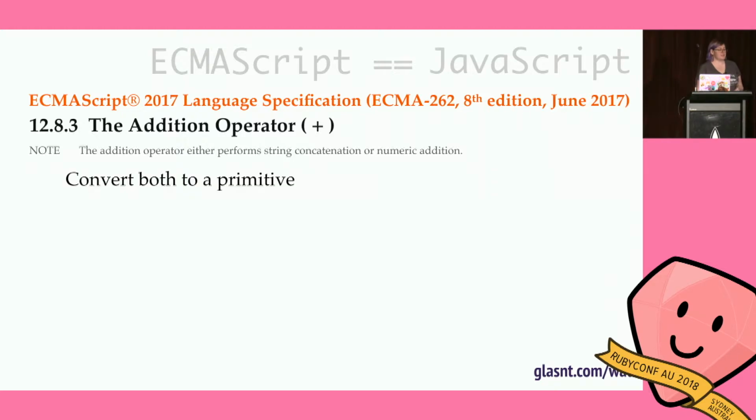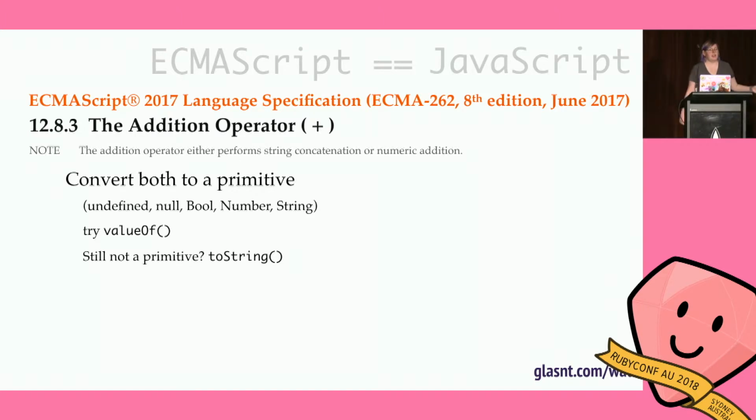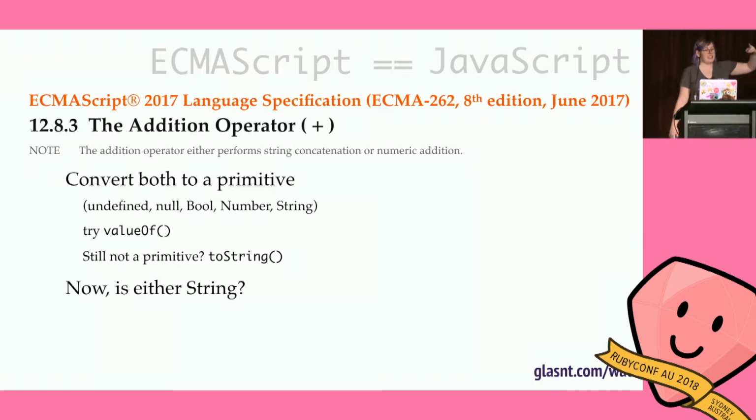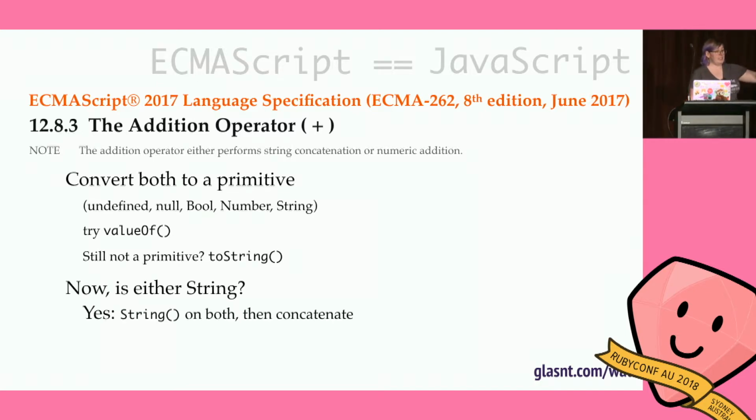What happens is, 2 sides of an equation, you convert them both to their primitive. A primitive being undefined, null, boolean, number, or string. Try valueOf. If that doesn't work, just cast it to a string, and that'll always return a string, and so you have your primitive. Then, is either side of the plus a string? If it is, turn them both to a string and concatenate. If it's not, convert them both to a number and then add them. So, for our examples, we had an empty list and an empty object, so we need to find out the primitives of an empty list and an empty object.